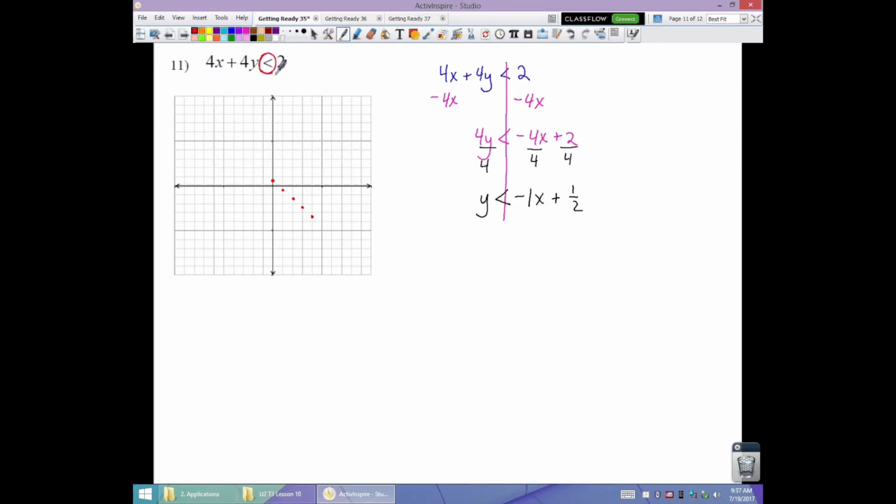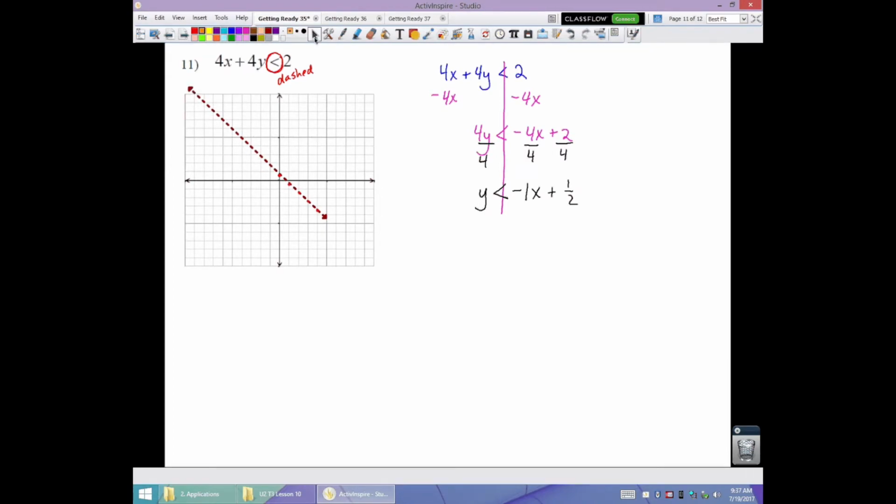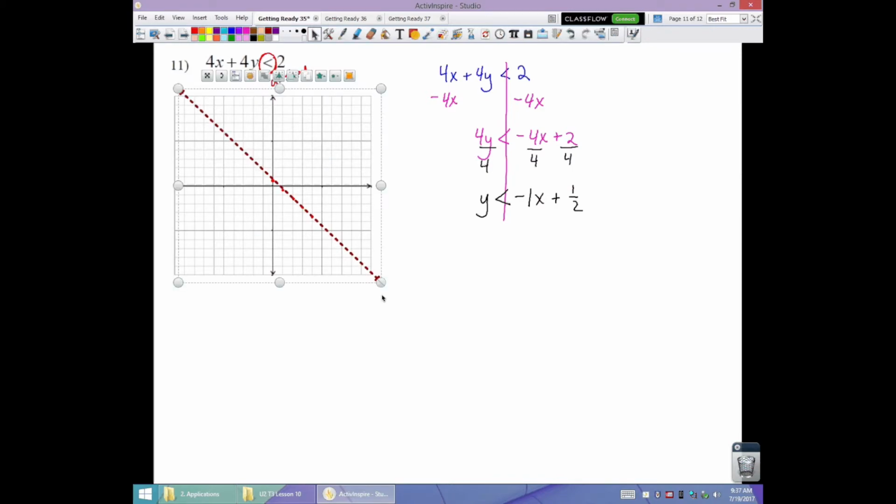Again, we have just a less than symbol here, so we need a dashed or a dotted line. Let's see if I can extend that. There we go. And our shading, again, we only trust this one, is less than, so we will shade, again, under the line.